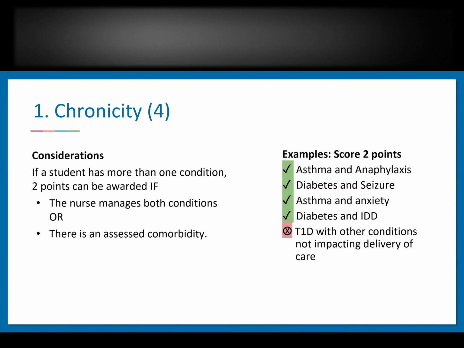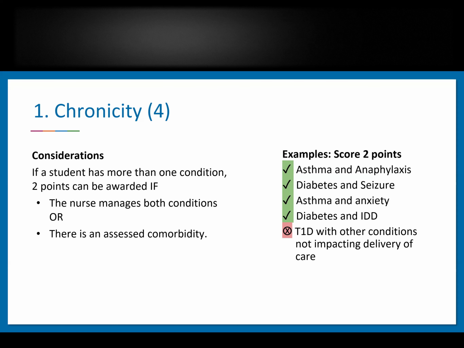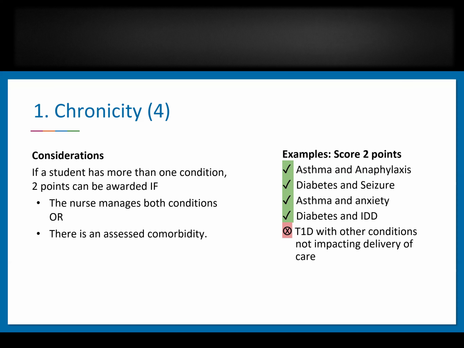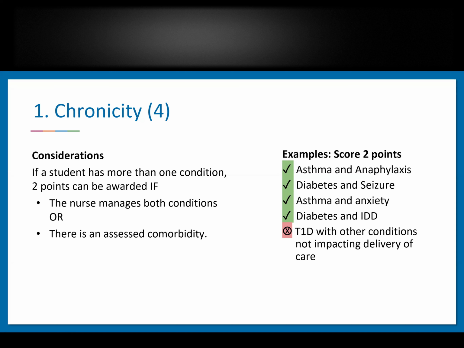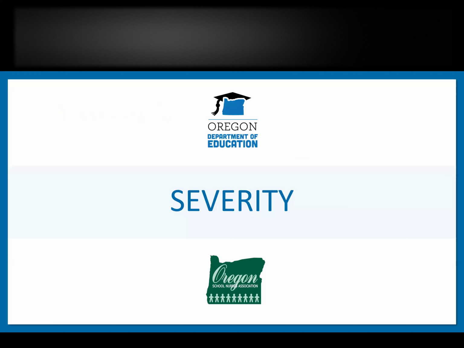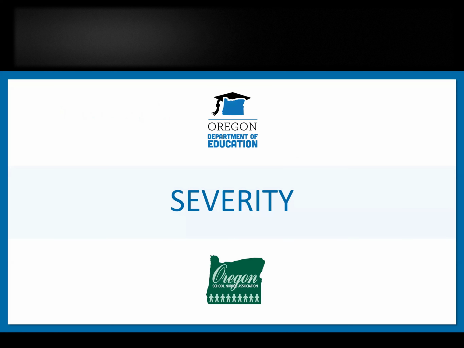In this criteria, we can capture the impact of mental health diagnoses on the complexity of a student. For example, anxiety can impact the management of asthma when anxiety is a trigger for asthma. A student with an intellectual disability which limits glycemic awareness and communication would complicate the management of type 1 diabetes. Now we're going to move into the second criteria measured, which is severity.